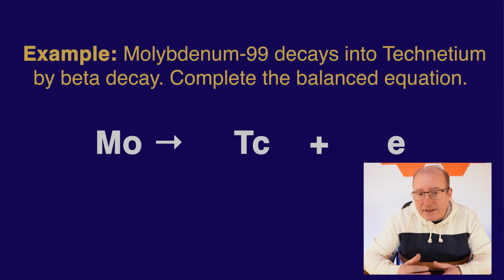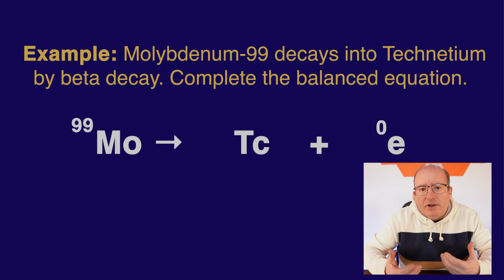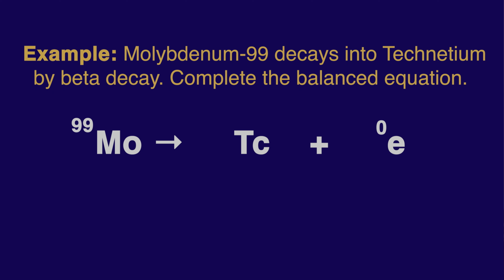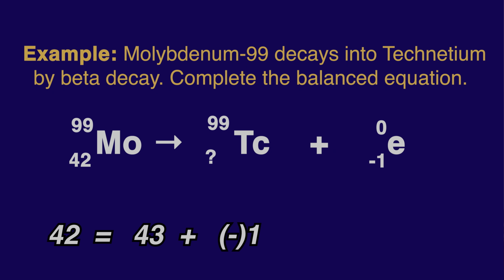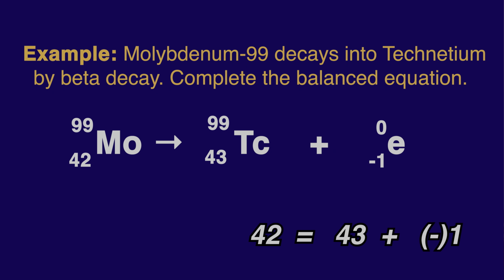Here's a different example. Molybdenum 99, and that's not easy for me to say, decays into technetium by beta decay. Complete the following balanced equation. We know that it's beta decay, so we can add the beta particle, the electron. It's now all about balancing the numbers. Balancing the mass, technetium must have a mass of 99 to make it 99 both sides. Balancing the atomic number, technetium must have an atomic number of 43, because 43 minus 1 is 42.